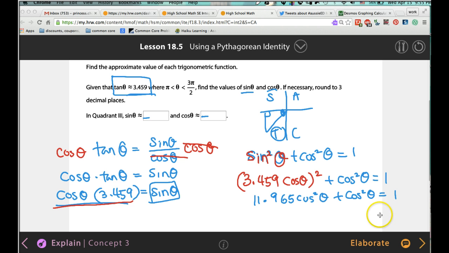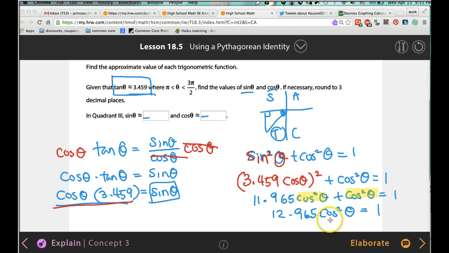That gives me 1. Now we have to combine like terms. I don't know if you can see this, but look, this one is cosine squared theta, and this is also cosine squared theta. So we could combine them, right? So in other words, we can go 11.965 plus 1, which is 12.965, and then we're just going to keep the cosine squared theta. In case you don't understand this part, it's kind of like 11.965x plus x, 1x, okay? So cosine squared theta is kind of like an x. You just keep it the same, right?